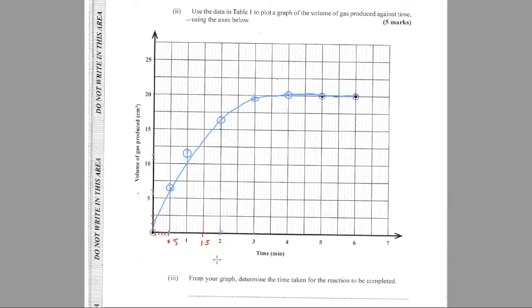So let's put that down. So it would be minute 4, or we could say 4 minutes. The time taken, 4 minutes. And that would give us the mark. Now, they're also asking in the next question, part 4: during which time interval was the rate of the reaction fastest?